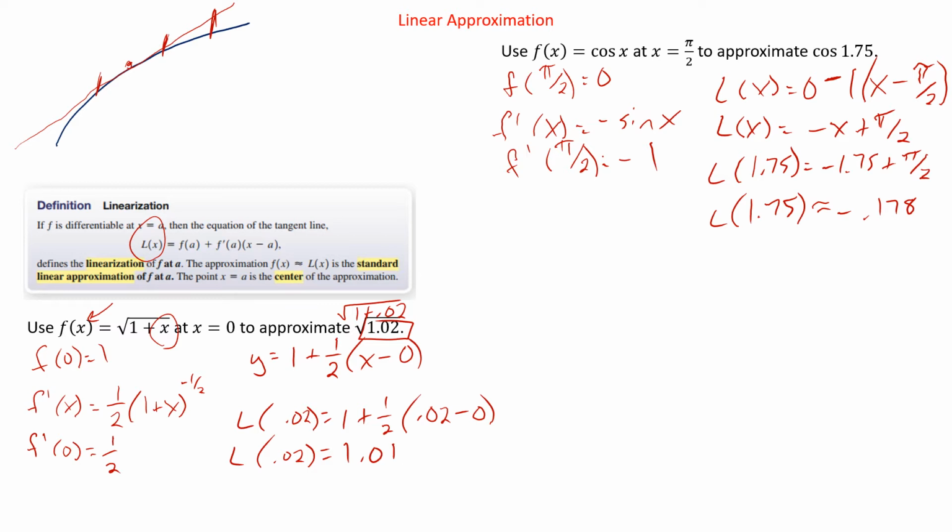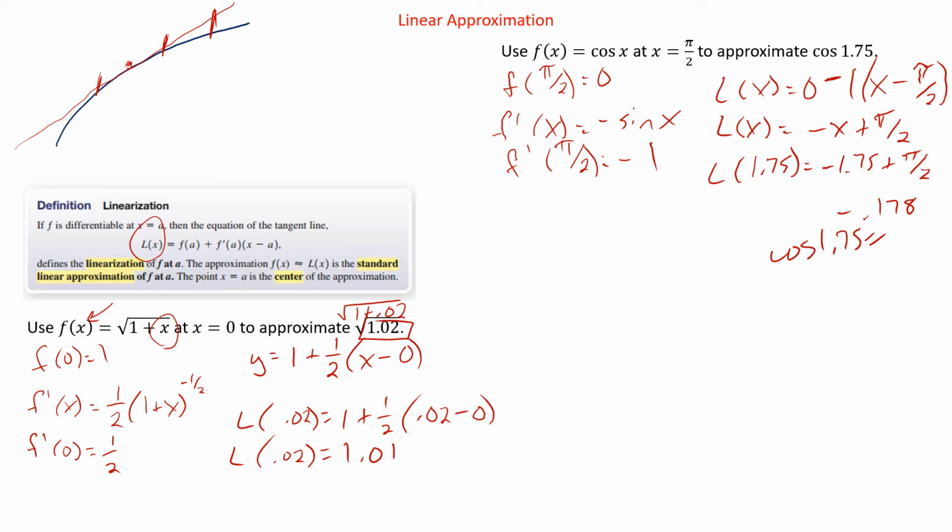The actual value here, if we find it, the cosine of 1.75, is that. I had my notes backwards.